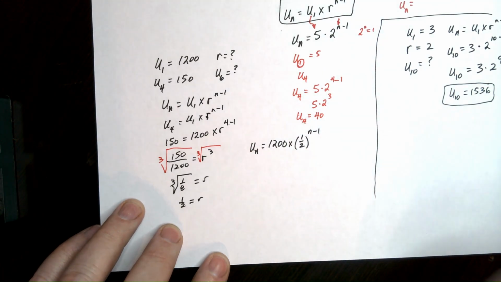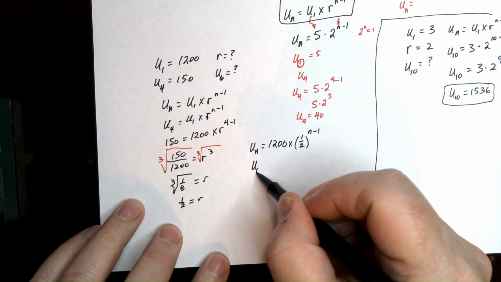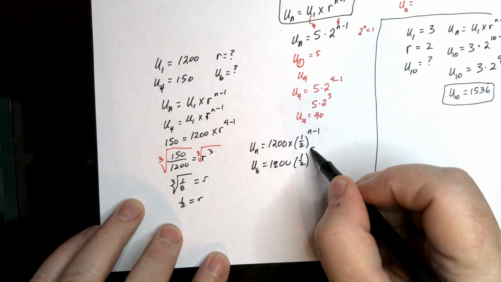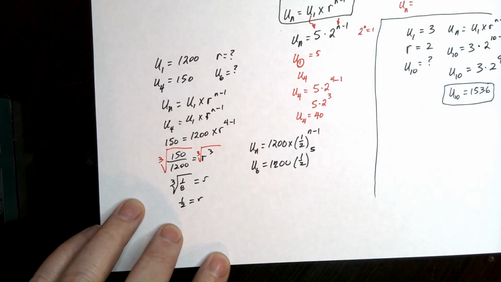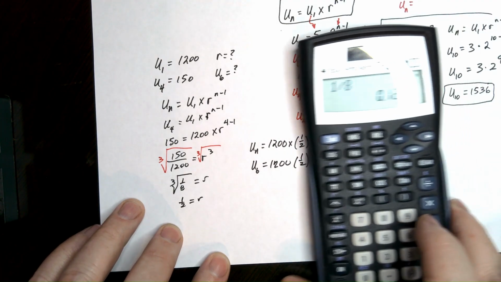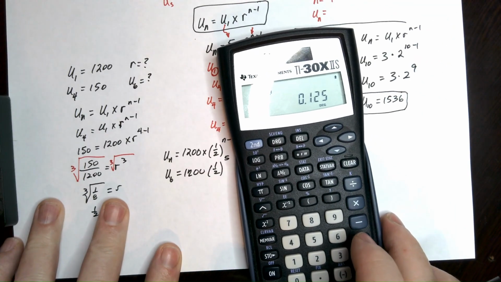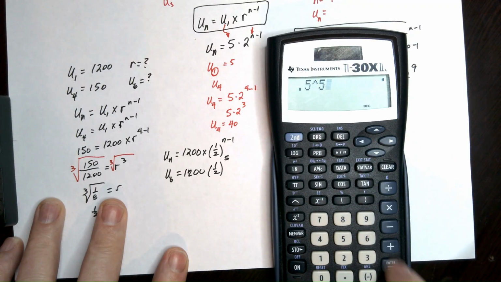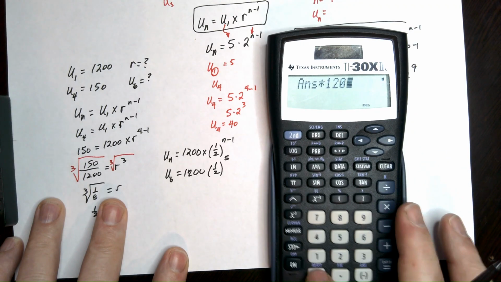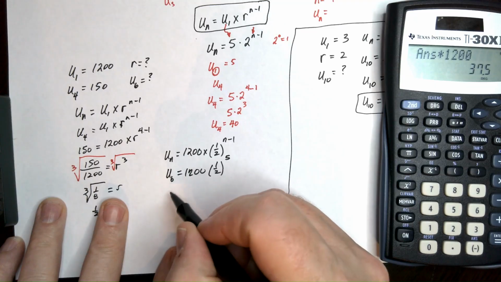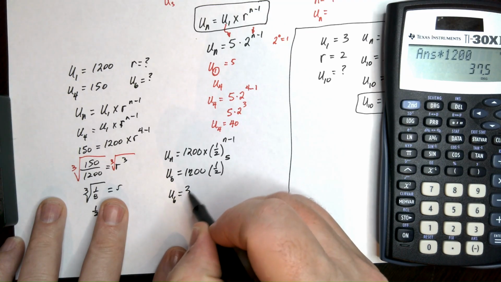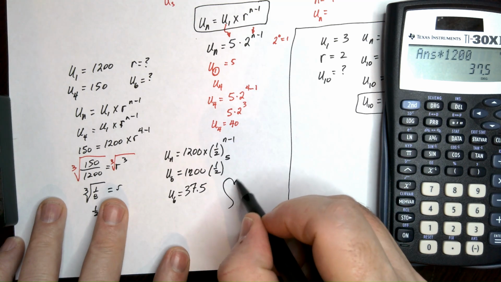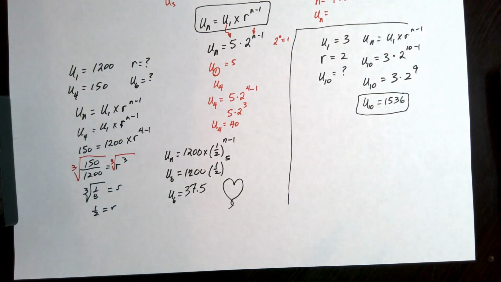Now from here I can plug in, we have to find u sub 6. So u sub 6 is 1200 times 1/2 to the 5, right? 6 minus 1 is 5. So, let's see, can we get this all set up on the camera? There we go. So 0.5 to the power of 5 times 1200 is 37.5. Yeah, gotta love it. So anyway, that's how they work.